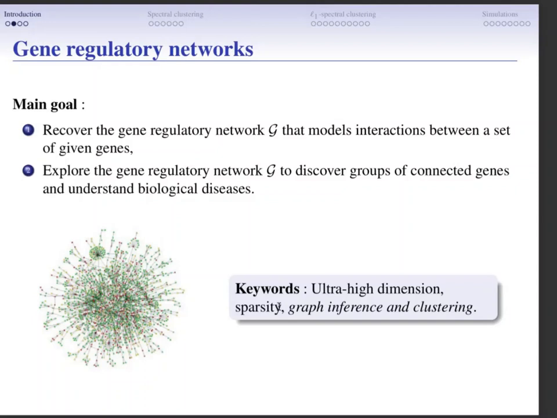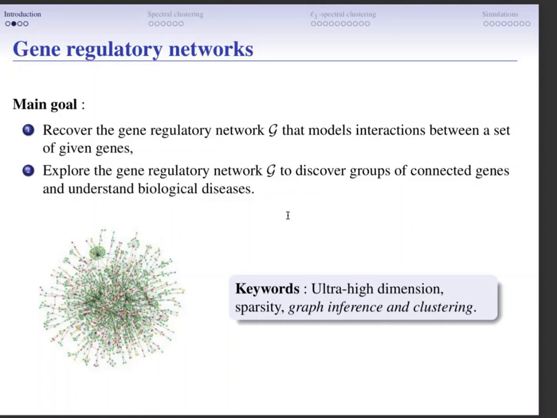The second important keyword is sparsity. First, you would like to find the main interactions in the graph, so you want to recover a sparse graph. And then you have graph inference and clustering. Graph inference corresponds to the first point here, and clustering corresponds to the second point, where you want to explore the network. There is another very important keyword I won't talk about in this talk.